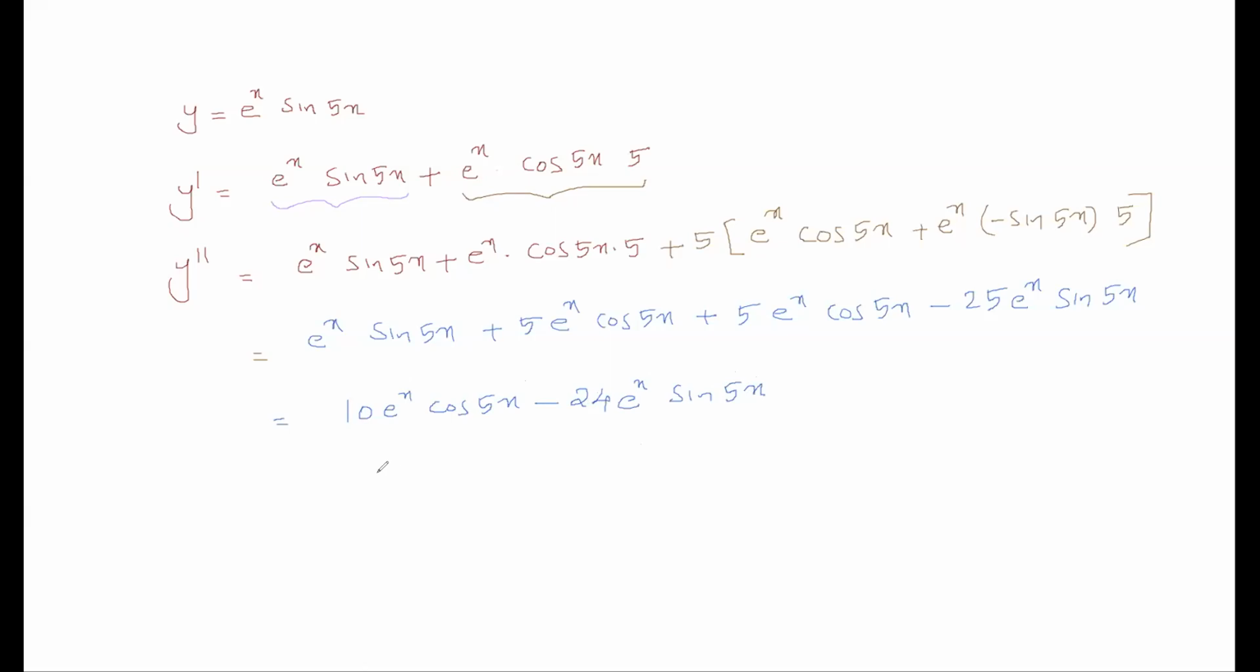That's the answer. And if you want to take 2 and e to the power x common, then it is 2 e to the power x into 5 cos 5x minus 12 sine 5x. That's the answer. Okay, so that's the concept of second derivative.